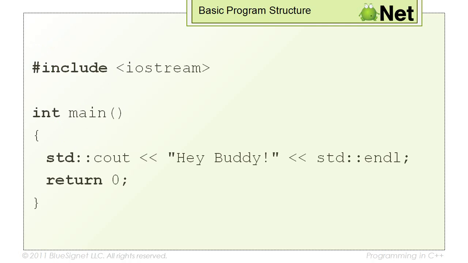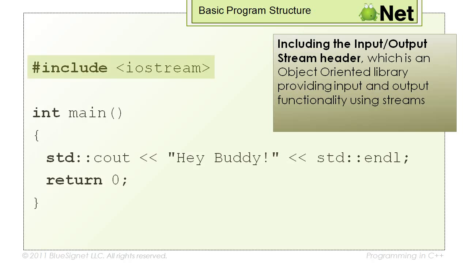Now we're going to take a look at the basic program structure of C++, and you'll probably recognize right away that it looks almost identical to C. It looks suspiciously like C. We're going to start off first with, instead of including stdio, we're going to be including iostream.